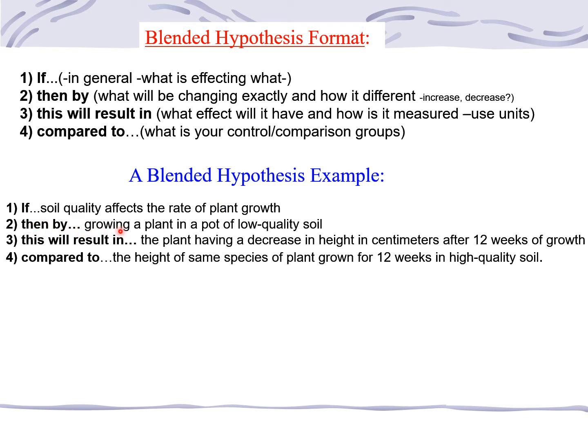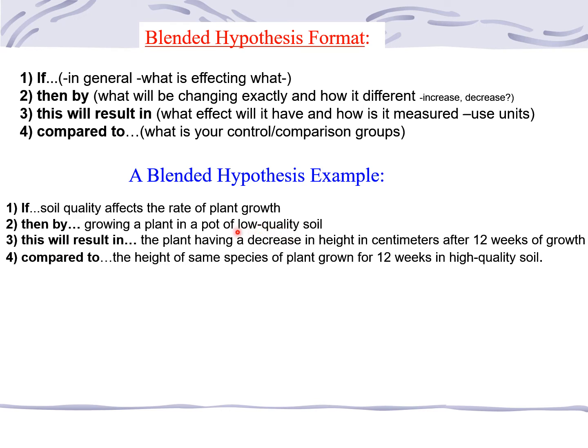Then by, what am I changing and exactly how am I changing? I'm in this case changing the soil, and you can see here I said low quality, so I'm lowering the quality of the soil. I would say decrease quality of soil in some cases, but that seems overly wordy. And the effect I expect, again, number 3 is my prediction. This might be right, it might be wrong, but we're going to talk as if it's right. That's what hypotheses are usually set up to be written as if they were right, but sometimes they're not. That happens all the time.